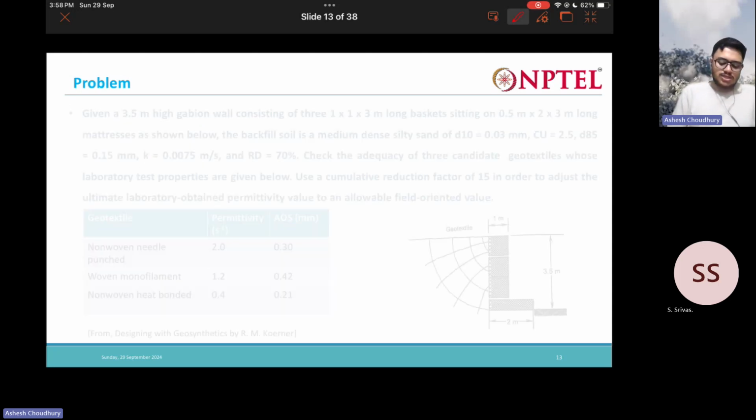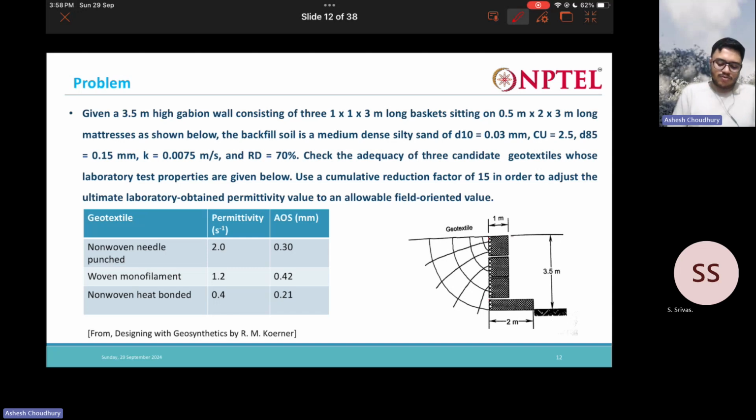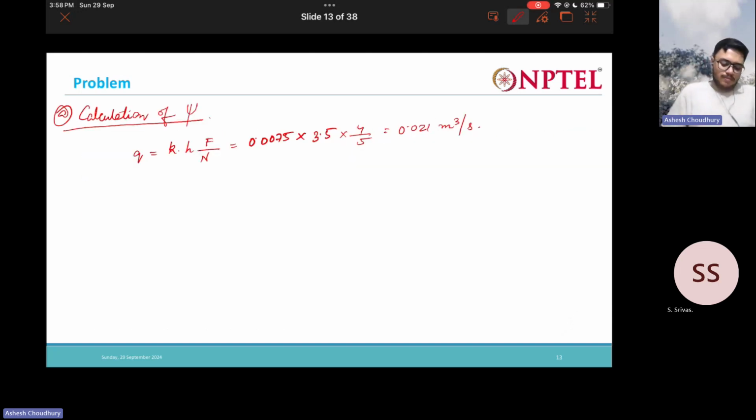Then h is nothing but the total head loss. Water from here, the height is 3.5, so the total head we are taking, 3.5 into 4 by 5. Now next we have to calculate the required permittivity psi. So Q is equal to kiA, you already know.